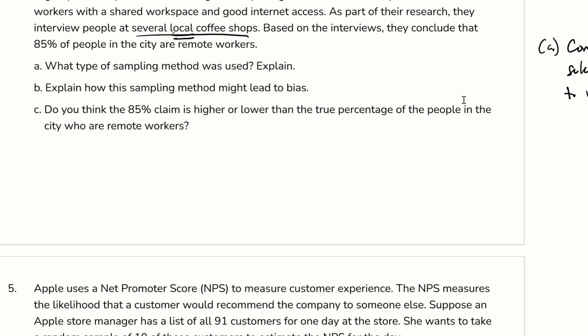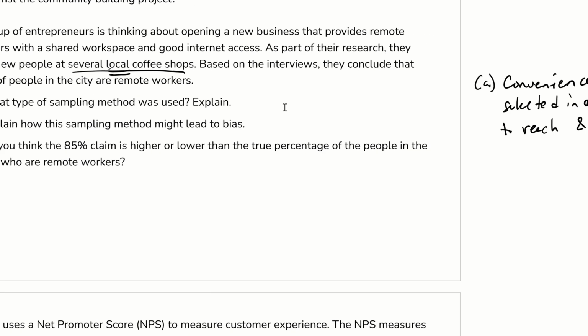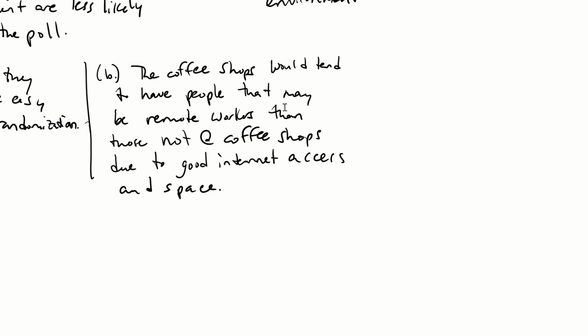So for part C, do you think the 85% claim is higher or lower than the true percentage of people in the city who are remote workers? Well, they went to the coffee shops and they found 85% of the city are remote workers. Well, what we said earlier is that those coffee shops are likely to have more remote workers, and that's likely why that percentage is inflated, right? So in this case, it's likely to be higher.